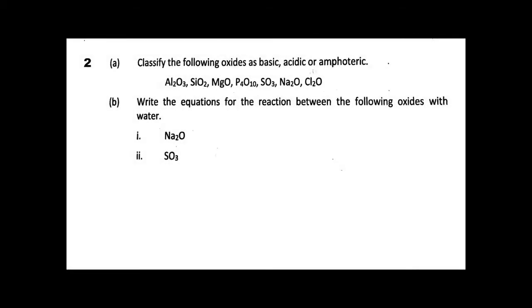Question number 2. A. Classify the following oxides as basic, acidic, or amphoteric. The compounds are aluminum oxide, silicon dioxide, magnesium oxide, phosphorus pentoxide, sulfur trioxide, sodium oxide, and dichlorine monoxide. Question B. Write equations for reactions between the following oxides with water. 1. Sodium oxide. 2. Sulfur trioxide.